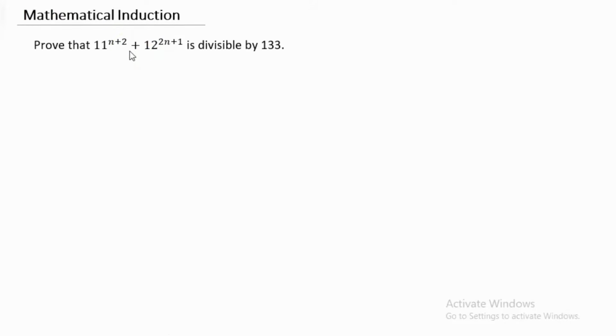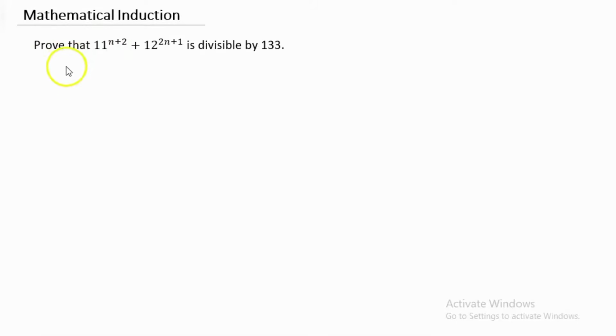So this question, we're going to be doing something similar to the last one, only it's a bit more technical. So it says prove that 11 to the power of n plus 2 plus 12 to the power of 2n plus 1 is divisible by 133. So we still have 3 steps. The first step is to prove that n is equal to 1. The second step is to assume that n is equal to k. And the final step is to prove that n is equal to k plus 1. So let's start with the first step.